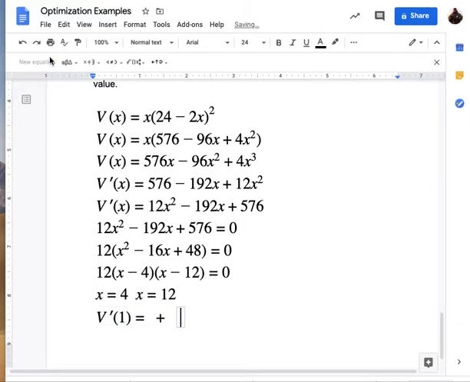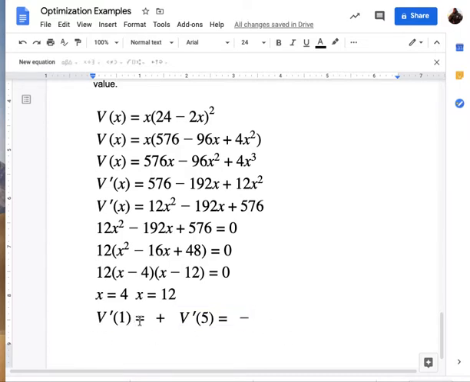New equation. V prime of a number bigger than 4, let's plug in 5 and see what happens. So when we plug 5 in, 5 minus 4 would give us a positive answer, positive 1. 5 minus 12 would give us a negative answer. And if we have a positive number times a negative number, that's going to give us a negative answer. And if we have a negative slope, that means our function is decreasing.